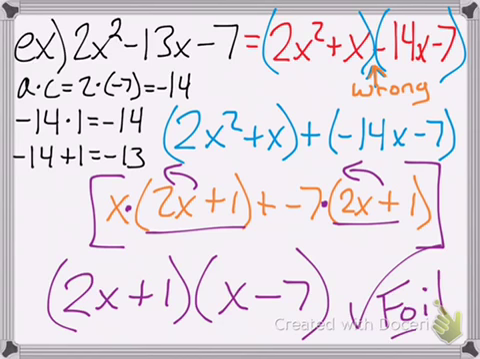And of course, remember, you can always FOIL. If you FOIL it back together, you will get the original problem, which is written in black, and that's another way you can check to make sure you did it correctly.